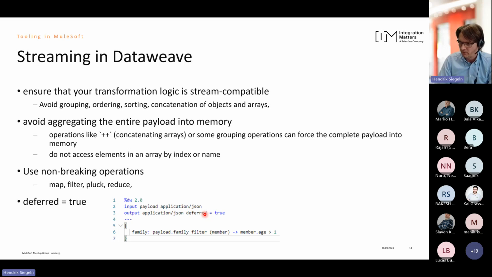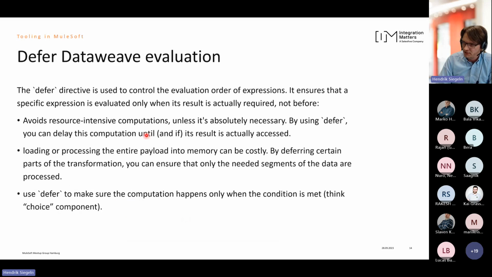How would you stream a Java object? I know technically it's possible, I understand this, but for the sake of my example here. So read up, give it a try. Actually, the auto completion in Anypoint Studio will show you whether deferred is an available directive on that MIME type or not. But what does it do? It actually defers the evaluation of that DataWeave script to the point in time when you actually access the result of the DataWeave script.